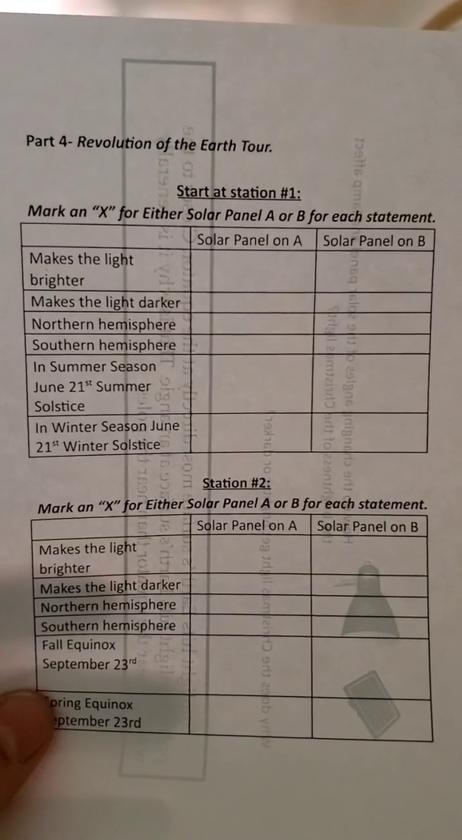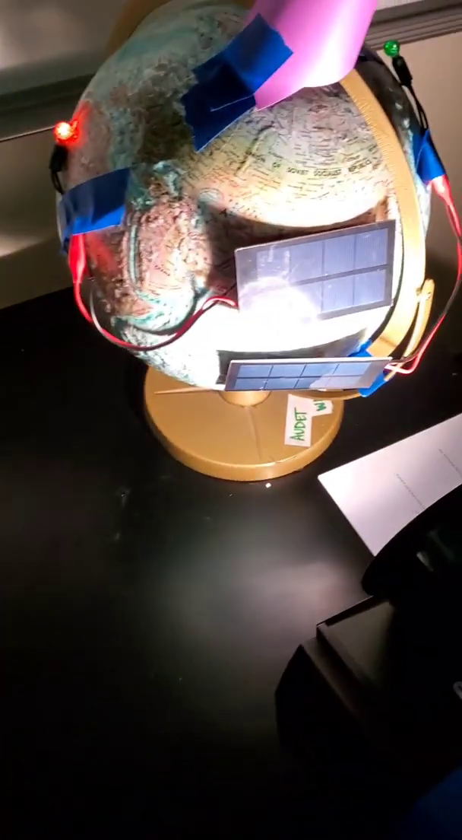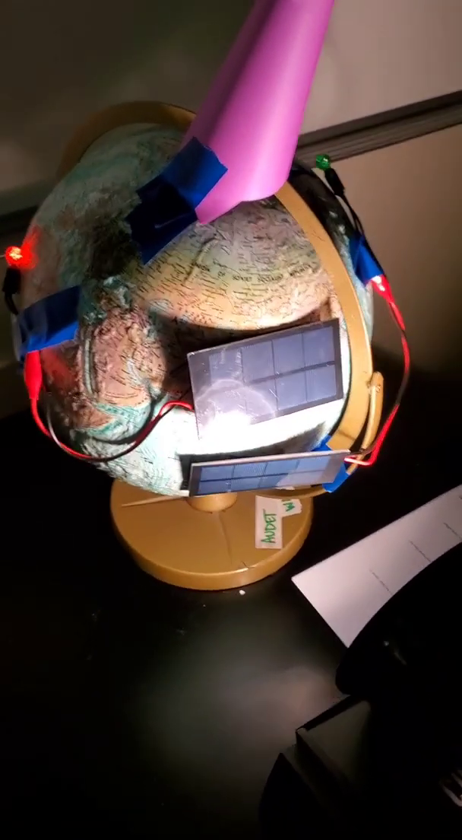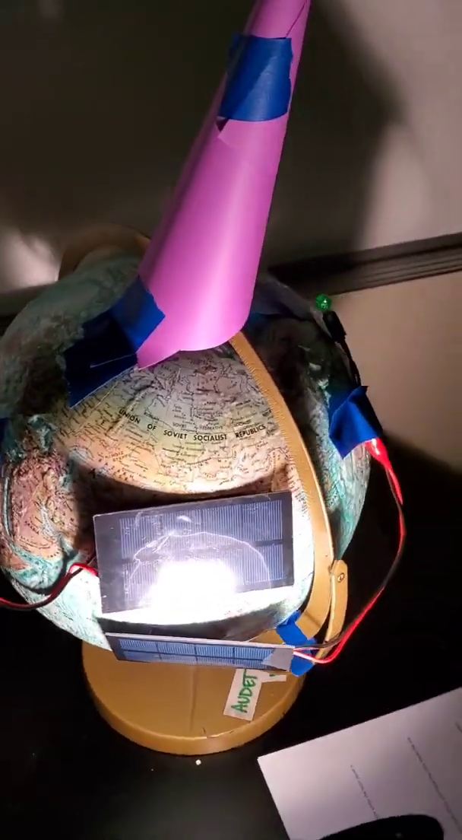And then the summer season, June 21st, right? Is that panel A or panel B? Which one of these two areas is summer based on what we can tell? Is it the brighter light or the dimmer light?